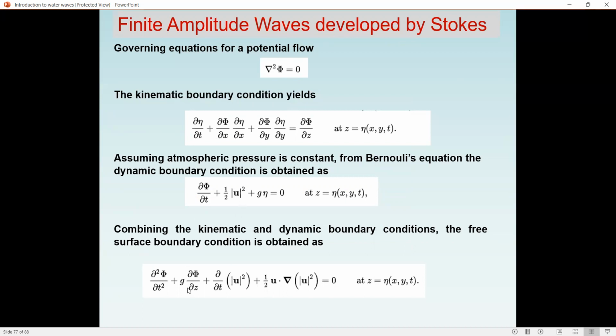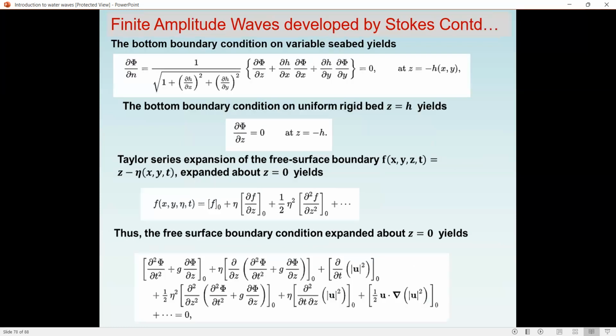And combining the kinematic and dynamic condition, this becomes the free surface condition. In fact, after the second term, the third term and beyond are neglected in the case of linear wave theory. Whereas for the finite amplitude wave theory, the third and fourth terms are the nonlinear terms which contribute. And then the bottom condition can be of this form. But in the case of a rigid bed, you have del phi by del z is 0, which in general, the first equation, is the nonlinear seabed condition.